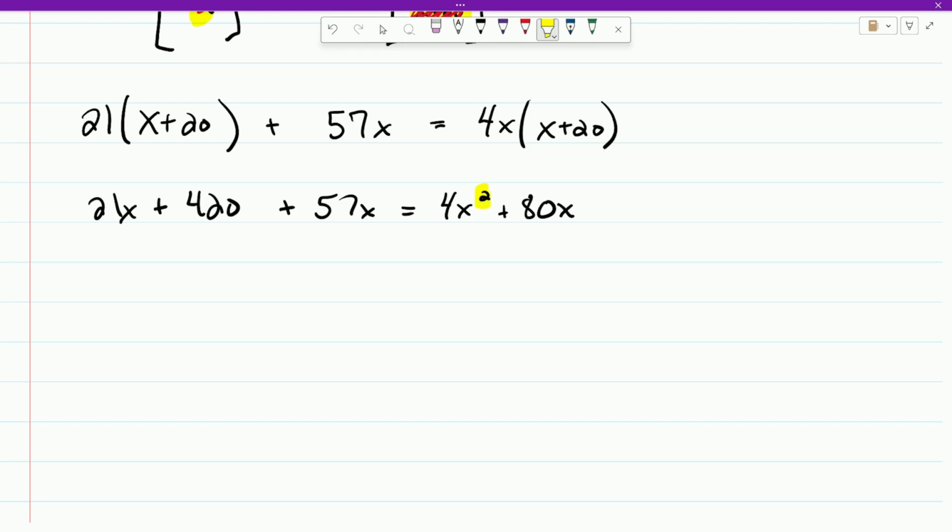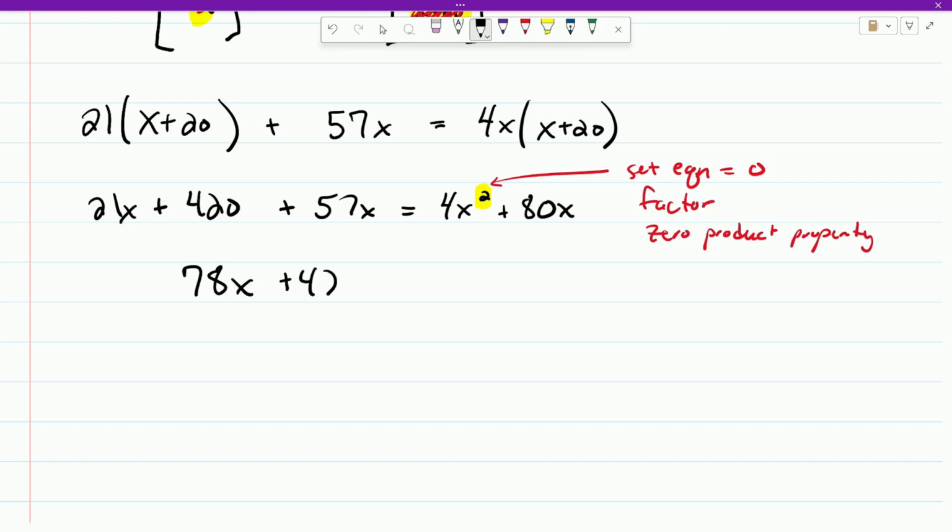Again, right here, this is not a red flag, but it's telling me: set the equation equal to 0, factor, zero product property. That's what it's telling me to do, because right now x squared is the highest degree, and that dictates what technique I use. So let's group like terms. 21x plus 57x is 78x, plus 420 equals 4x to the second plus 80x.